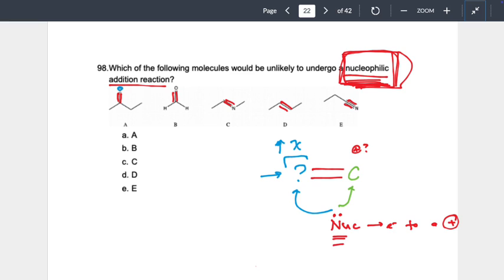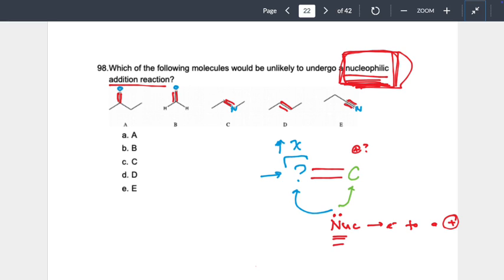Is oxygen a higher electronegativity than carbon? Yes. Is nitrogen higher electronegativity than carbon? Let's skip to E. E has the nitrogen, right? So what does that mean? A, B, C, and E all fit nucleophile addition. So what's the answer?